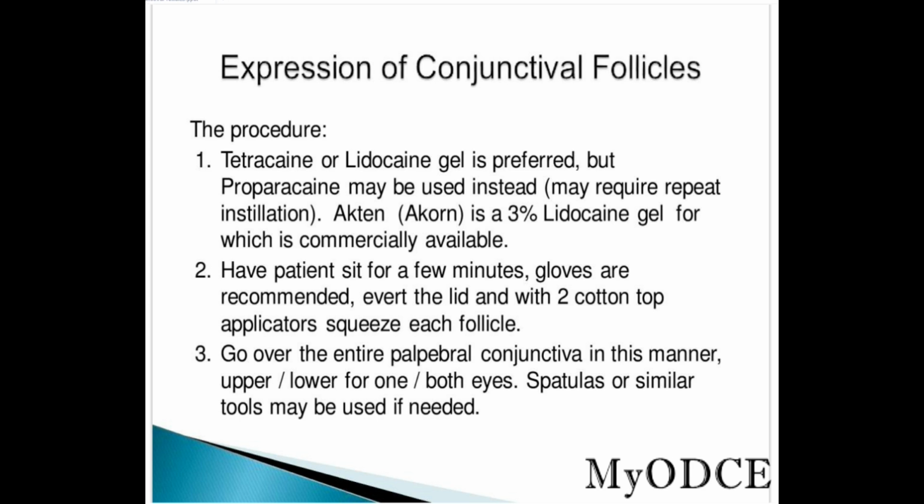For expression of conjunctival follicles, tetracaine or lidogel is preferred, but if you don't have access to it, proparacaine can be used instead, though it may require a repeat instillation. Proparacaine really doesn't work that well on the palpebral conj. It's great on the cornea, but not that good on the palpebral conj. For that reason, tetracaine or even better, lidogel is preferred. Akten, made by Akorn, is a 3% lidocaine gel, which is widely commercially available.